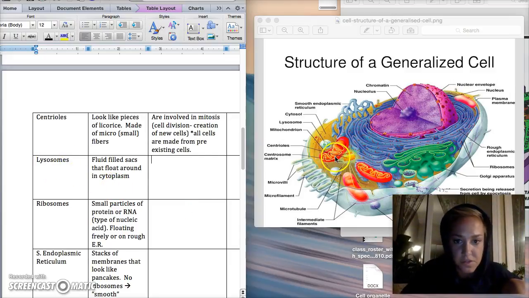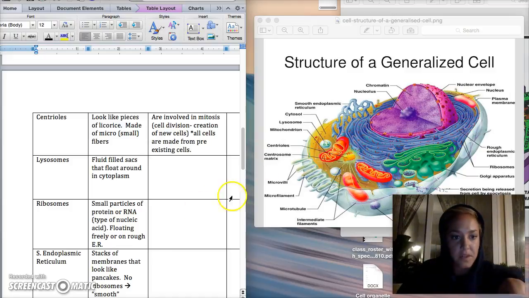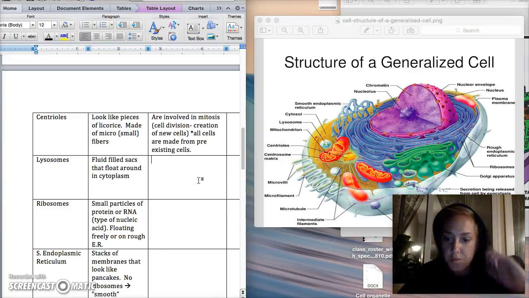Okay, lysosomes. The lysosome in this picture is this lighter color one. Oh, here it is, right here. The lysosome, right here. It looks really similar to the vacuole. It's also a fluid-filled sac that floats around in the cytoplasm. But the lysosome's function is not the same as the vesicle.